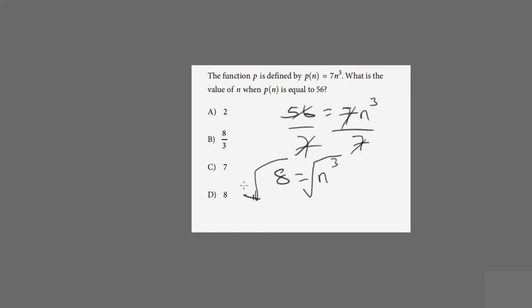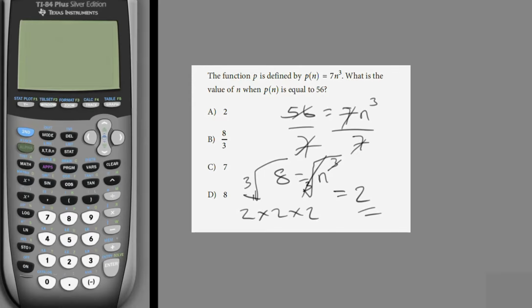Cube root both sides. So this cube cancels this cube root. So the cube root of 8 is 2. The right answer is option A, because 2 times 2 times 2 will give you 8. So that's it for this question. Let's do this with the calculator.